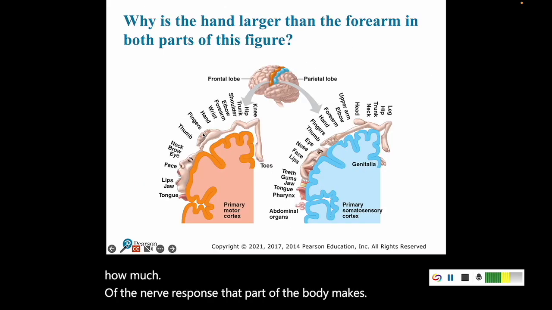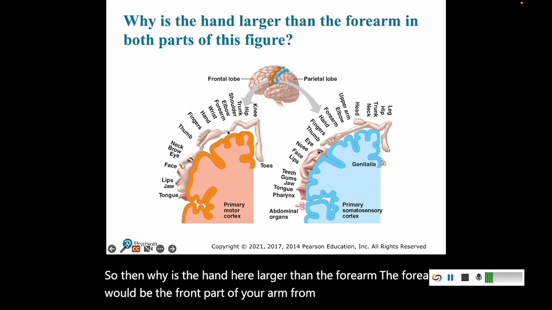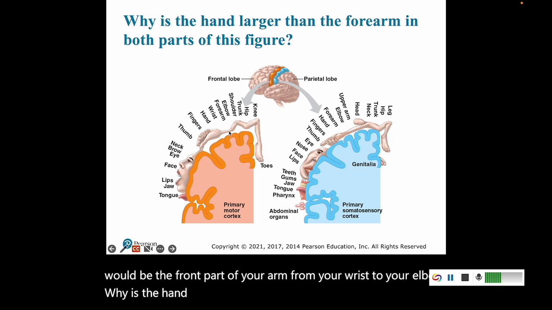So then why is the hand here larger than the forearm? The forearm would be the front part of your arm from your wrist to your elbow. Why is the hand larger than the forearm in this picture?